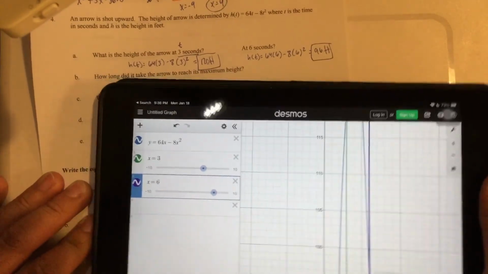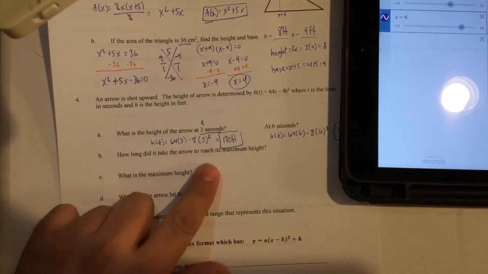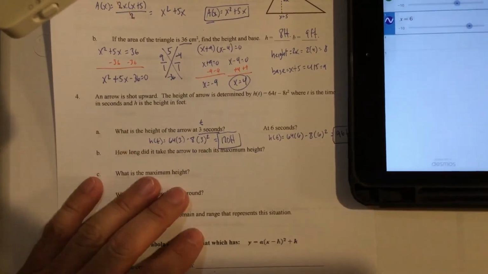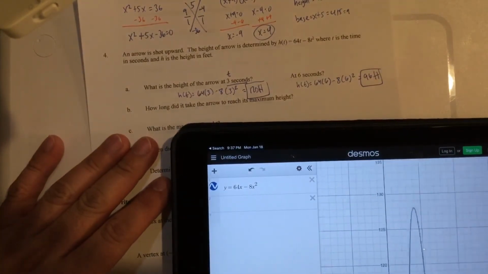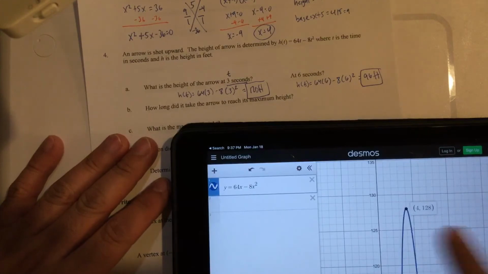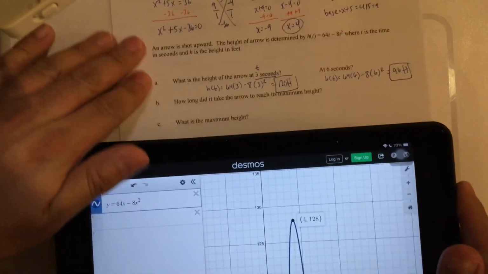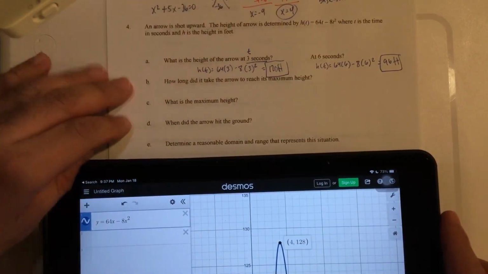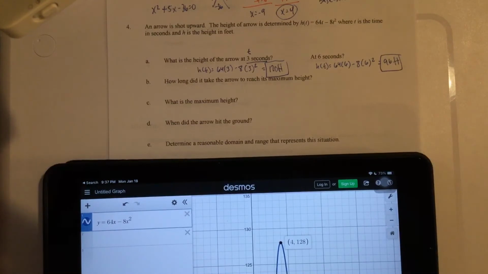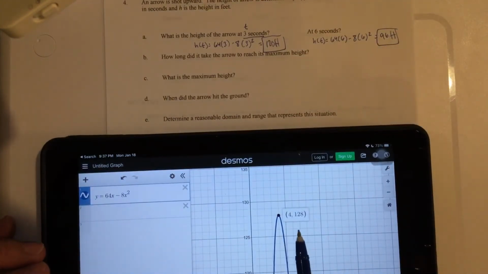All right, now I'm going to probably use the graph to solve the rest of this. It says, how long did it take the arrow to reach its maximum height? So pretty much it's asking me to find the vertex here. Let's go ahead and close these out here. Let's click on the vertex, and we can see it is 4, 128. I could also just find the vertex by doing the opposite of b over 2a, but since I do have this graph, I'm going to use it. So 4, 128 is the vertex.